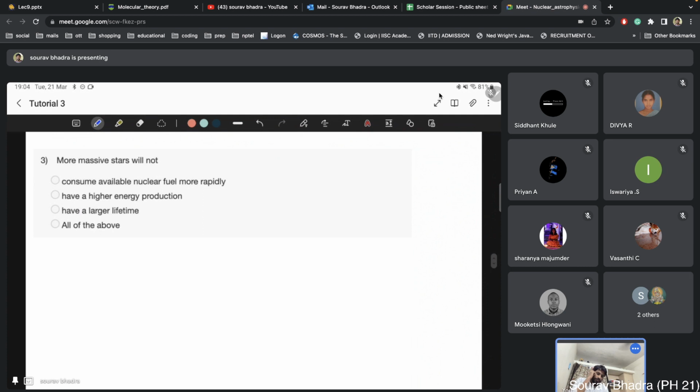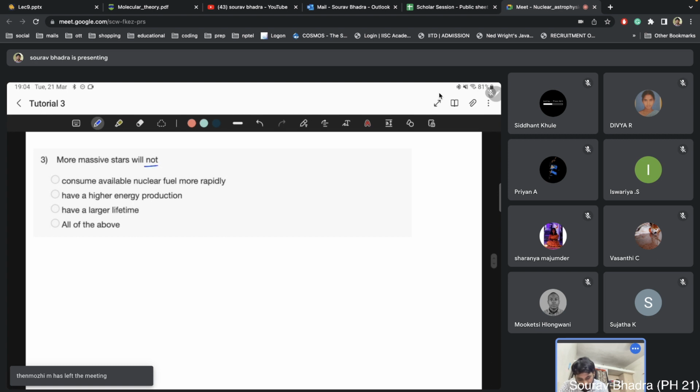Okay, now coming to this problem, this is also taken from one of your assignments. Today I didn't get time to arrange those problems, so it may be random, but all the problems are from assignments. Just go to your assignment and find out which problem where I have done it. Okay. So more massive star will not, what will be the answer?